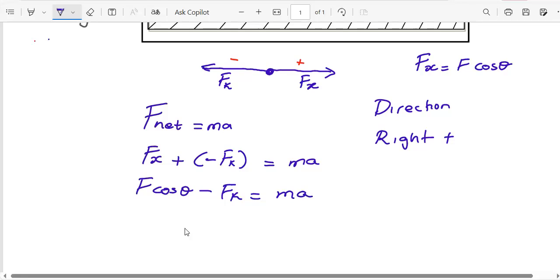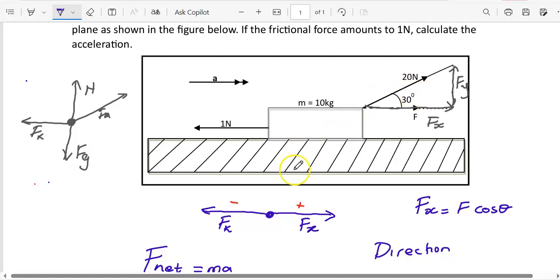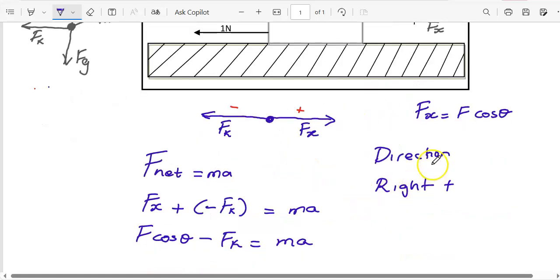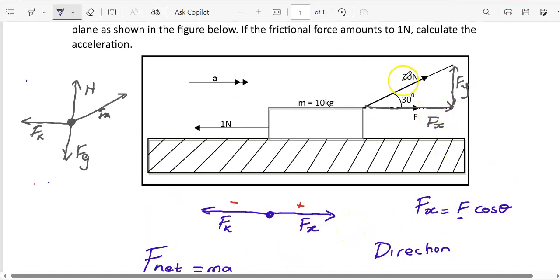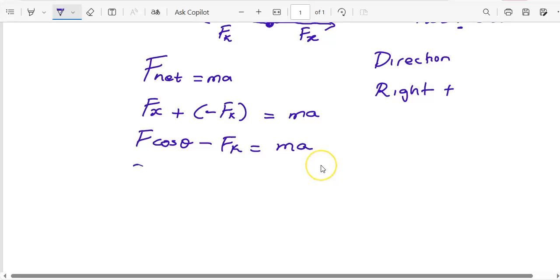When you have it in this form, you can just do a quick substitution. We know what our F is. Remember this F, it's your applied force. They said 20 Newton force is applied on that object. So I'm going to have 20 Newtons, the cos of that angle, which is given as 30 degrees. We minus Fk.